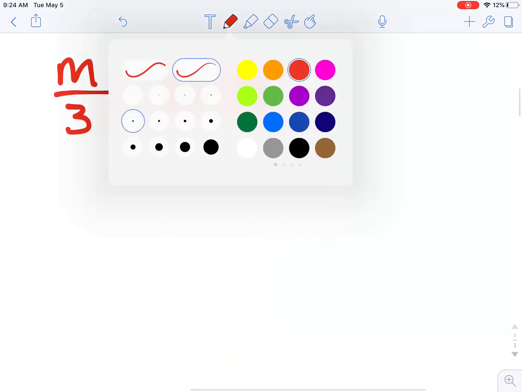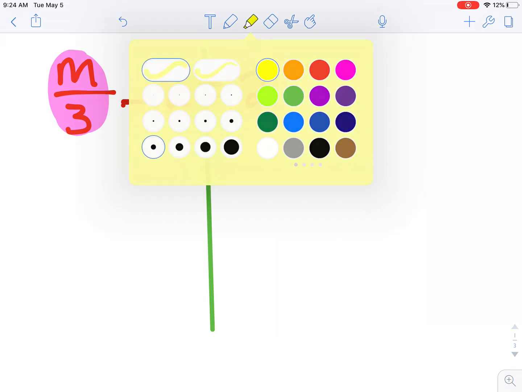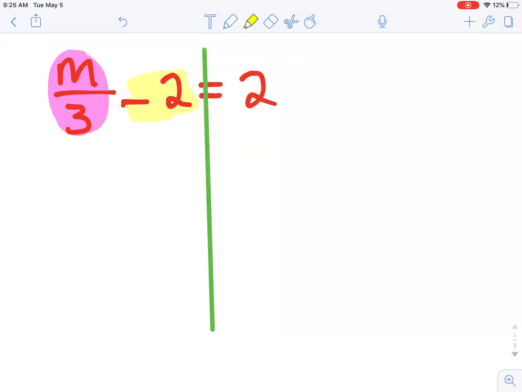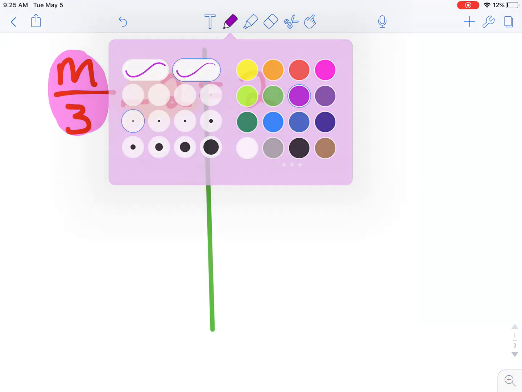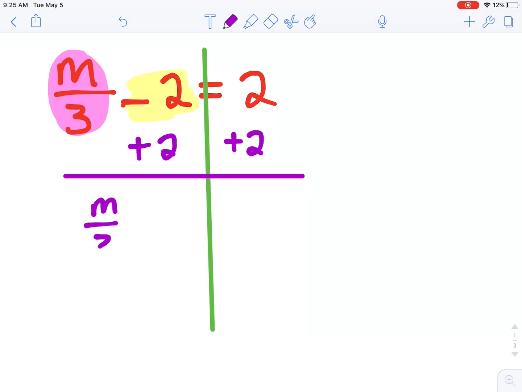Now, when we are solving, the first thing we want to do is remove everything that's around this m. So what that means is if I highlight the m, I have to move this -2 first. What would undo -2? That would be adding 2. And then we have m/3, these cancel, equals 4.